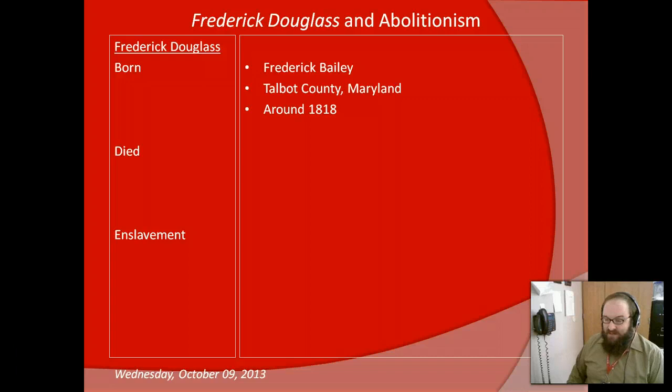Frederick Douglass the man, he was born Frederick Bailey in Talbot County, Maryland, around 1818, 1817. Remember how he starts the book. He's not quite sure when he was born. That's something that slave masters would keep from their slaves in order to further dehumanize them. He died in Washington, D.C. in 1895 of a heart attack.